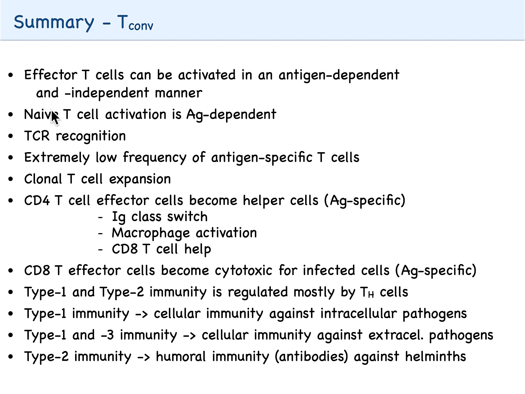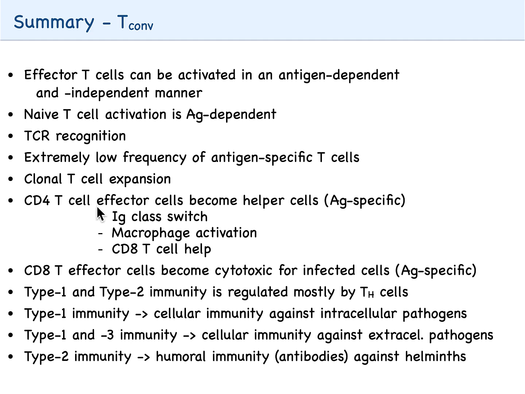As I told you, naive T cell activation is antigen dependent and is mediated by the T cell receptor. Each naive cell expresses a different T cell receptor, and this means that there is an extremely low frequency of naive cells with that particular antigen specificity. So they require clonal expansion after signal 1 to 3.